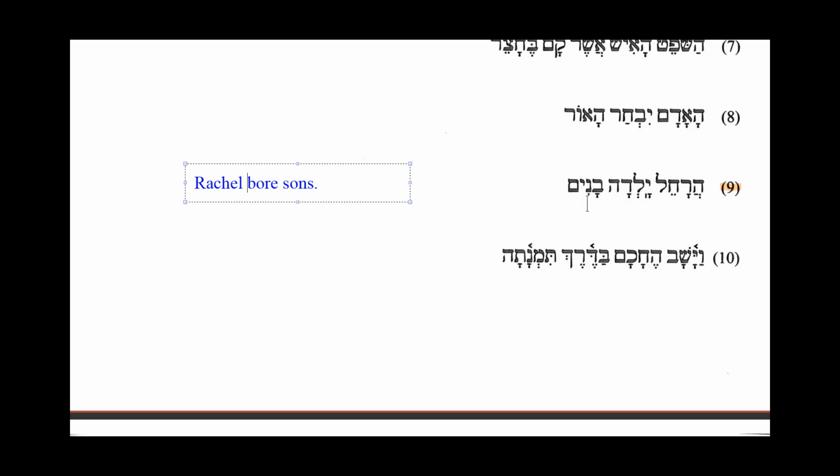So we need to account for the question. So I guess I'll put the did Rachel bear sons? Question mark. So the bore was past tense, but I'm going to make the past tense from my did, and then I'll have to change the verb form for English. So did Rachel bear sons? So that interrogative hey is turning it into a question.